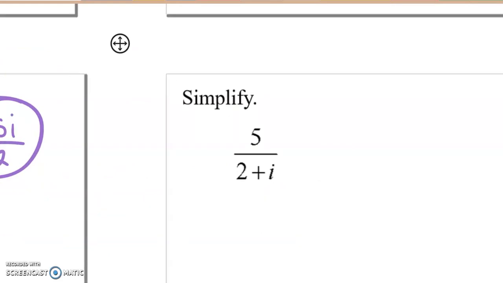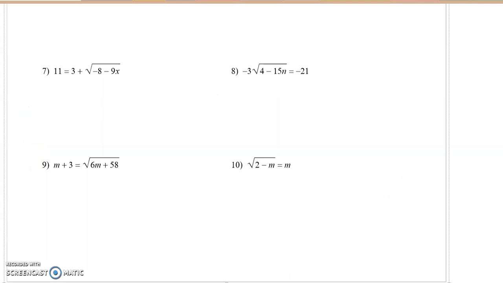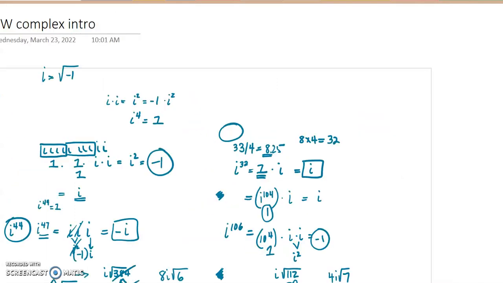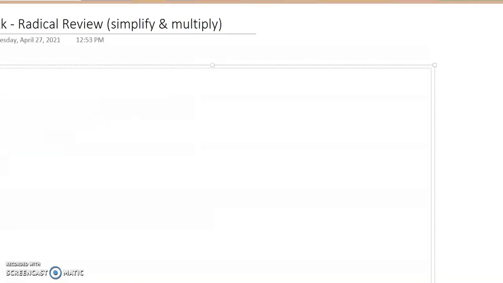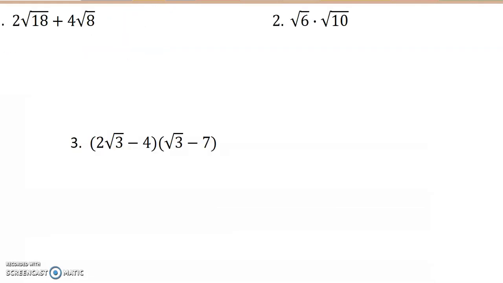And if I go back to our notes from the last section, when we did radicals, we did a radical review and we did dividing radicals here.